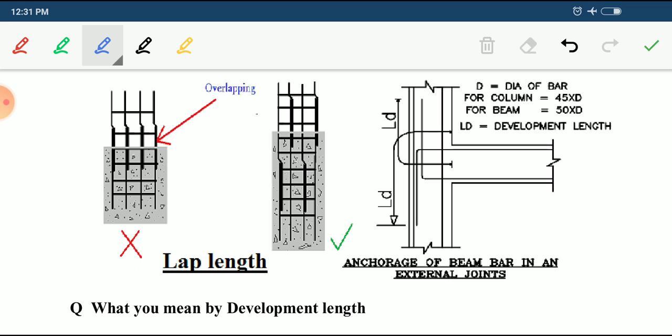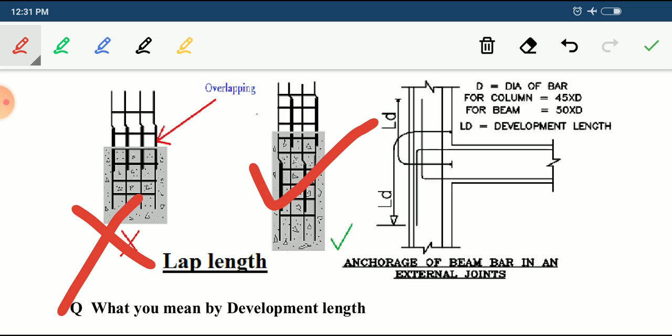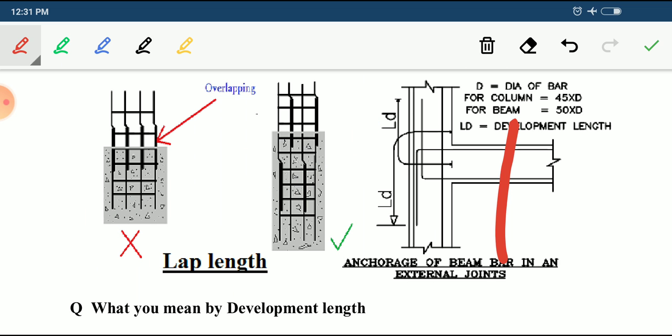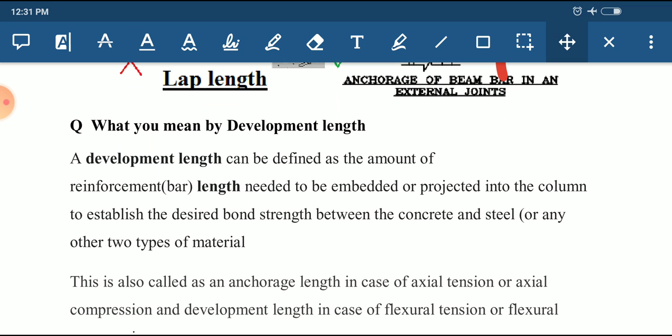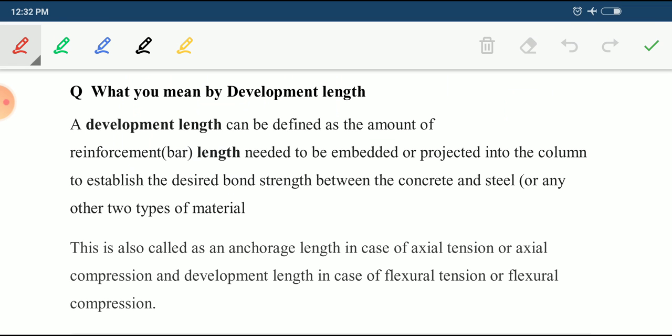Okay, so this is the diagram. That's why a cross mark has been given here, and here a right mark has been given. Okay, next we will move to the next one. What do you mean by development length?